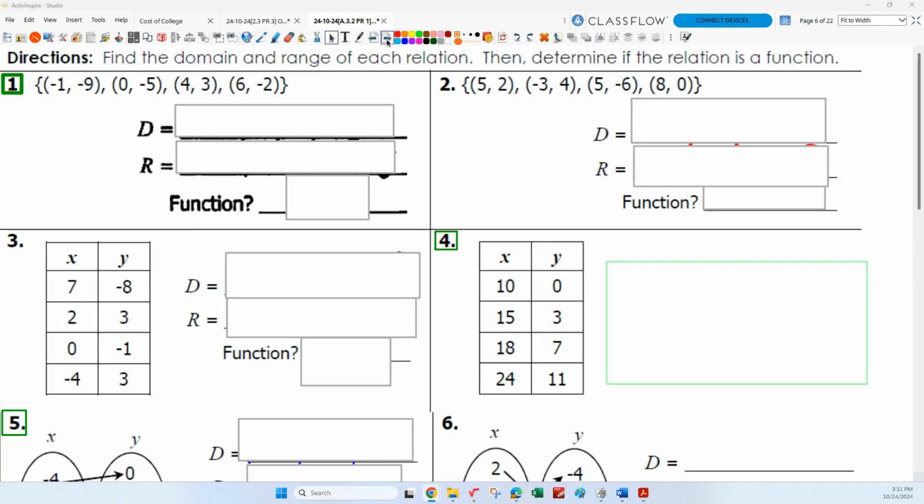Okay, so now we're just going to play this game where I'm going to show you a variety of representations of a relation, and each time you're going to tell me the domain and the range, and you're going to give me a thumbs up or down on whether it's a function. So what's the domain of number 1? There you go. -1, 0, 4, and 6. It's just the set of all.